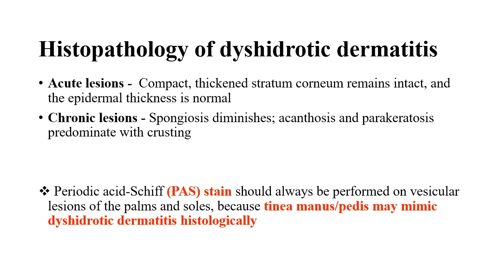Now, a periodic acid-Schiff, that is, PAS stain, should always be performed on vesicular lesions of the palms and soles. This is because tinea manuum or pedis may mimic dyshidrotic dermatitis histologically.